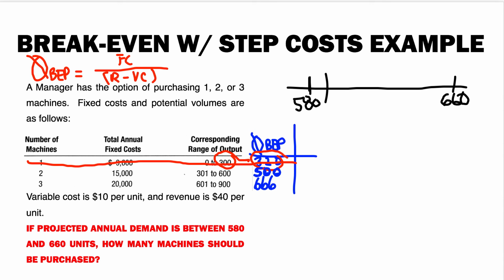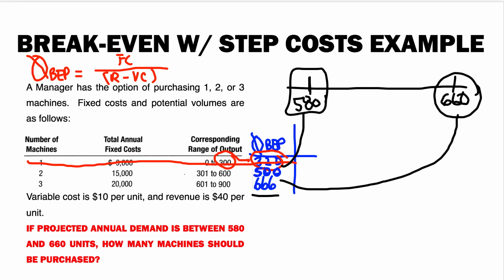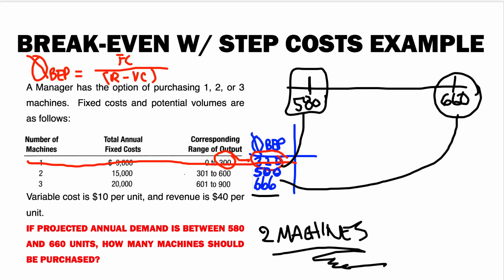If we get 2 machines, even if our demand is at the lower range of 580, we will still have a profit because it's above our break-even point of 500 units. However, if we get 3 machines, if our demand is at the higher end of 660, it will still be well below our break-even point of 666. Therefore, in this scenario, the optimal number of machines will be 2. And with that, we've concluded this video series on Chapter 5, Capacity Planning.